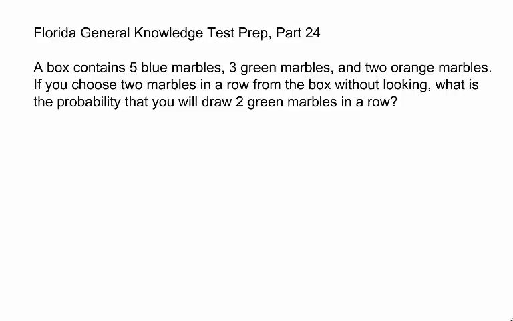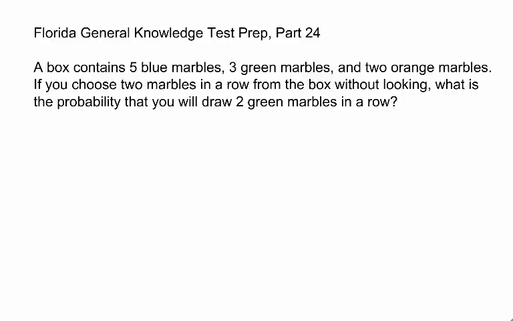A box contains 5 blue marbles, 3 green marbles, and 2 orange marbles. If you choose 2 marbles in a row from the box without looking, what is the probability that you will draw 2 green marbles in a row? So we want to know the likelihood that if we randomly draw 2 marbles and don't look in the box, we get 2 green in a row.